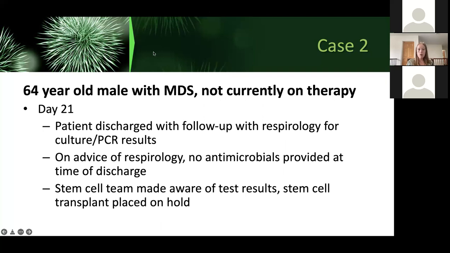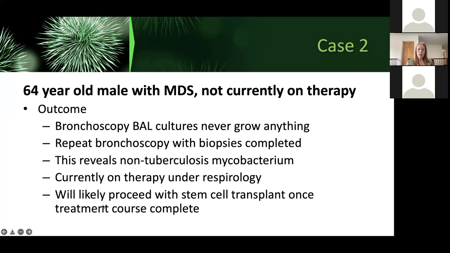So he was discharged with follow-up with respirology for his BAL from his bronchoscopy results, as well as PCR results, to see whether they could further classify what type of acid-fast bacilli this was. And on the advice of respirology, no antimicrobials were provided at time of discharge. He had completed a 3-week course of coverage for almost everything that could be in the lungs. And so they recommended no further coverage. And the stem cell team in Ottawa was made aware of the test results, and his transplant was placed on hold, much to his frustration.